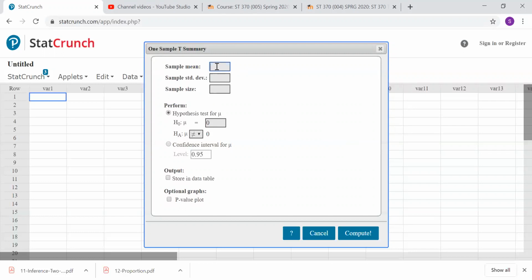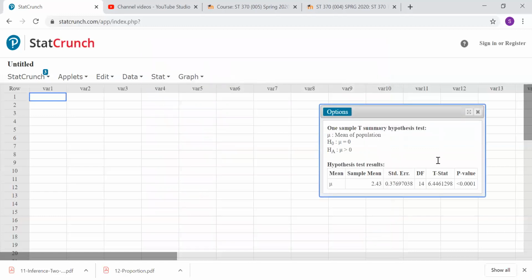So the mean of the differences is 2.43. The standard deviation for the differences is 1.46. Sample size is 15. Let's see, we do the hypothesis test. So that's greater than 0. Go compute. You see this test statistic and degrees of freedom, and the p-value is exactly what we have found by hand.